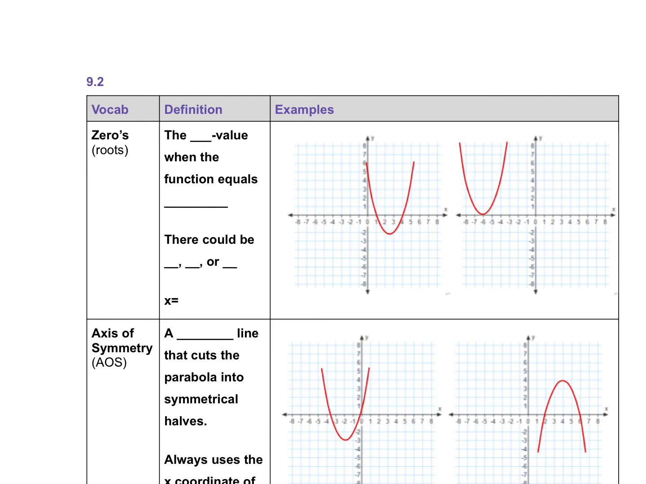The 0 is going to be the x value when the function equals, well, it's a 0, so we want it to equal 0. Now here's the tricky part. There could be one answer, there could be two answers, or there could be no answer, so 0. And then I want you to always write your answer as x equals. So let's do an example.